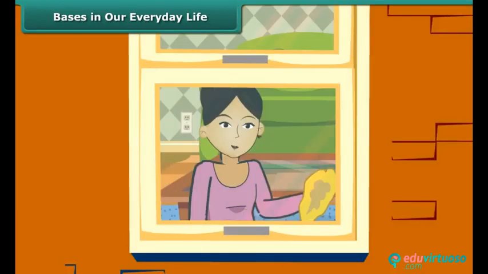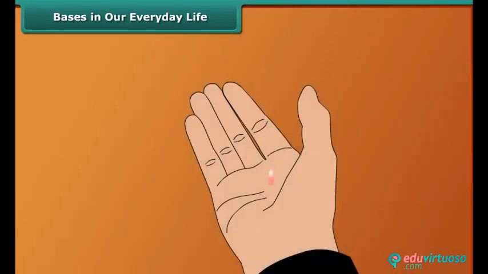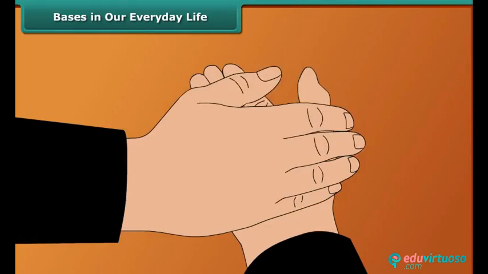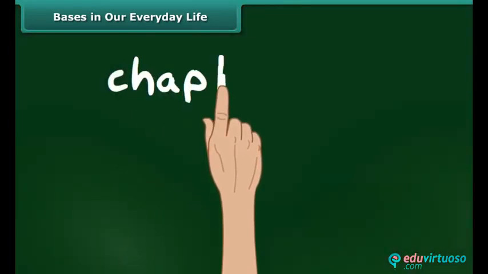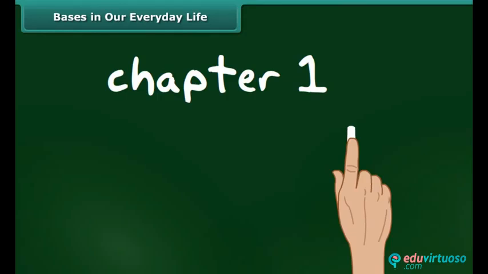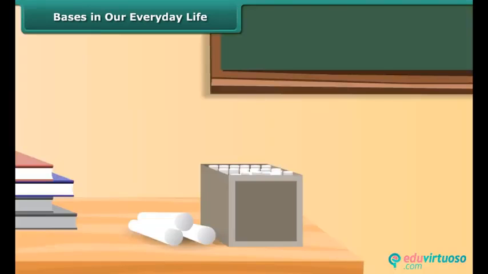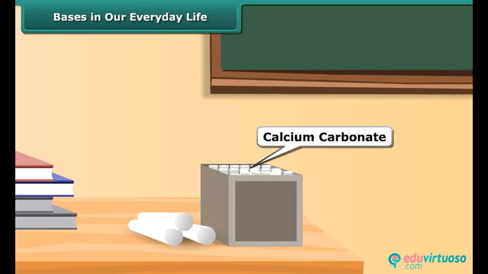When your mother cleans the window, put a drop of solution she is using on your palm and feel it. You will feel slippery on your palm. This is because cleaners are made of ammonium hydroxide, which is a base. We use chalk in schools for writing on the blackboard. Is it a base or an acid? Chalk gives a basic solution when dissolved in water. It is called calcium carbonate chemically.